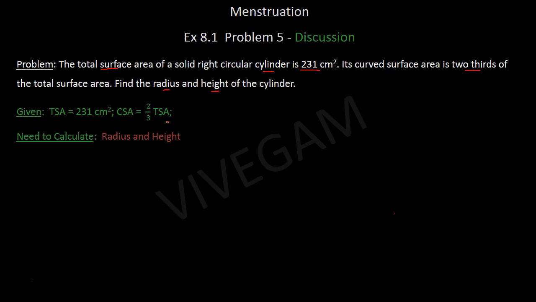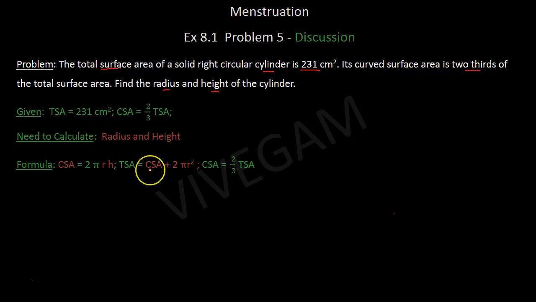Anyway, let's list out all the formulas. Curved surface area is 2 pi r h. TSA is equal to, we normally have that formula 2 pi r into h plus r, but this is a different case. You can do it that way also. I'm trying to show you how to do it this way. Okay, TSA is curved surface area plus 2 pi r square.